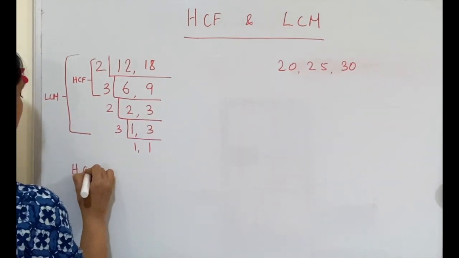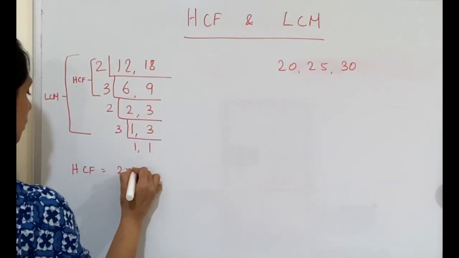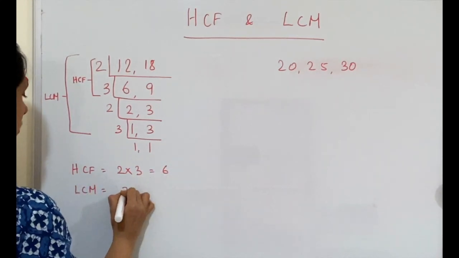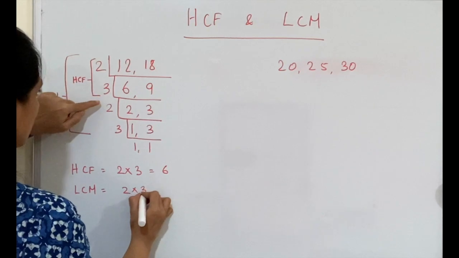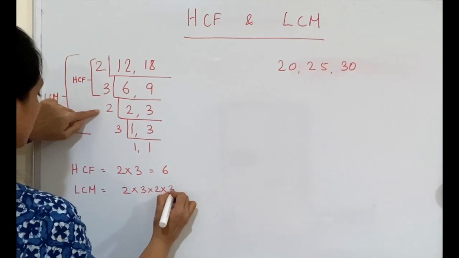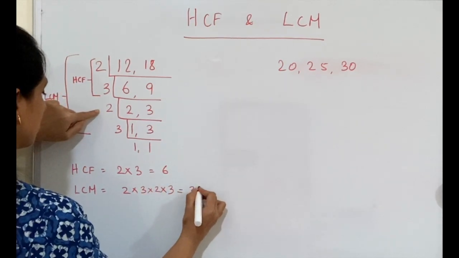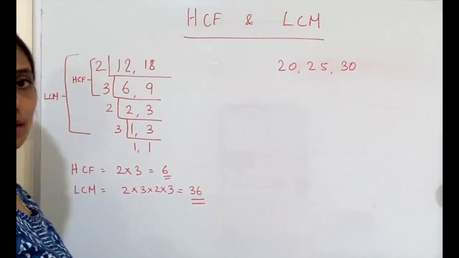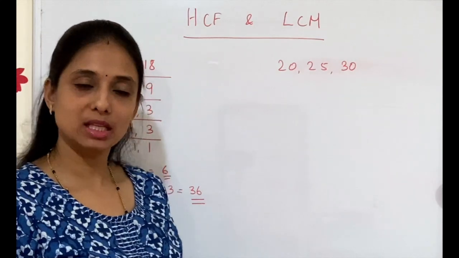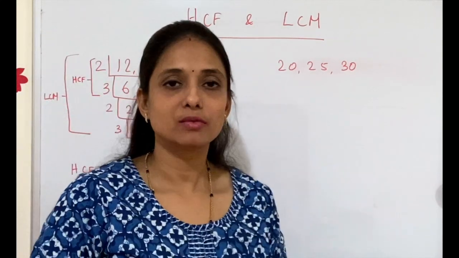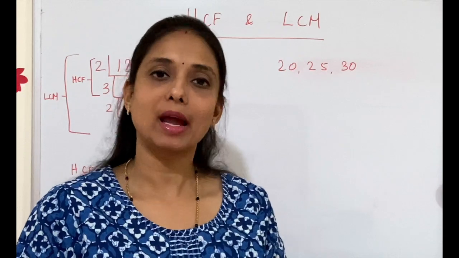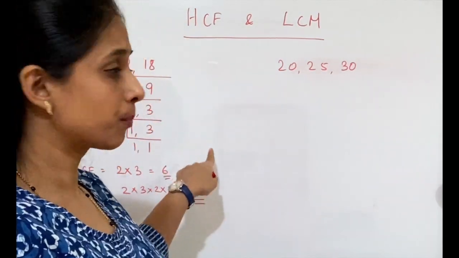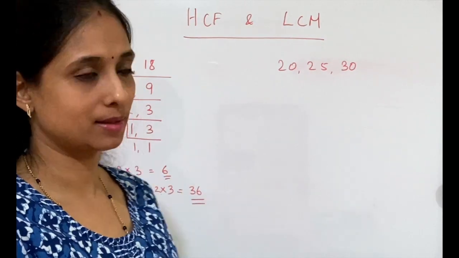So HCF equals 2 into 3, that is 6. LCM will be 2 into 3 into 2 into 3, that is 6 into 6, that is 36. LCM is 36, HCF is 6. Is this method not very easy? When you have problems which say find the HCF and LCM of the given numbers, just one division and you have both HCF and LCM.